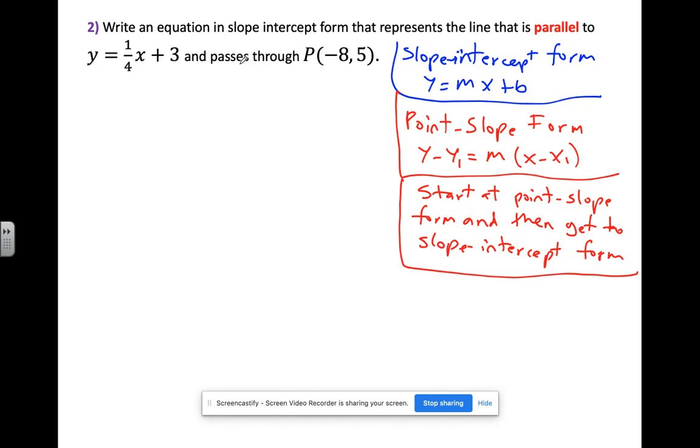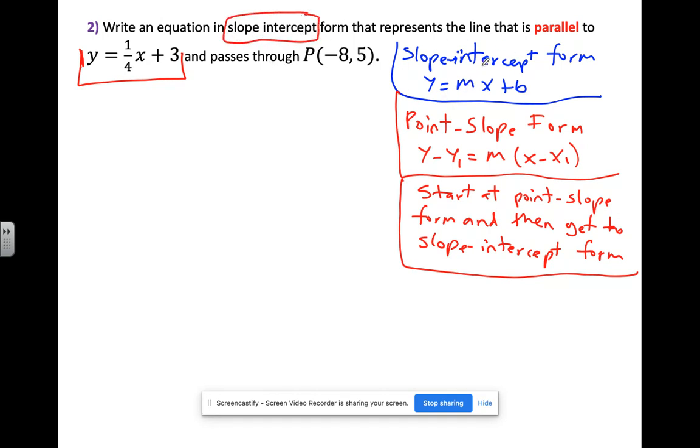They're asking me to write the equation in slope-intercept form that represents a line that is parallel to this. So I need the equation of a line that is parallel to this line, but my line goes through point -8, 5. They're asking me to write this in slope-intercept form, but we're going to practice two ways right now.